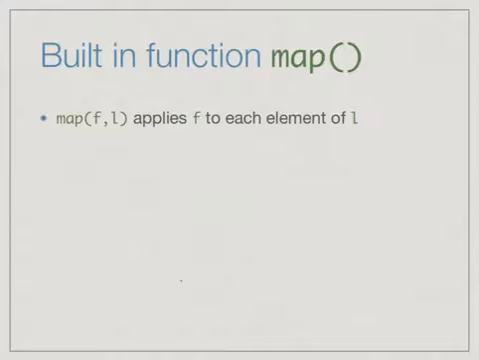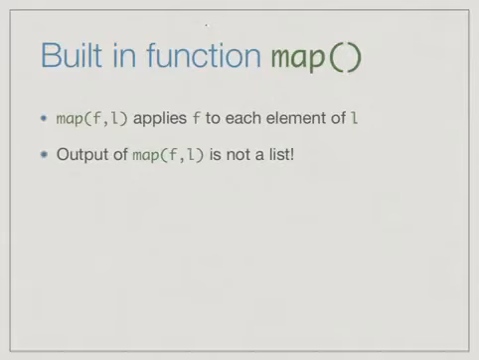So Python has a built-in function map which does precisely this. So map f L applies f in turn to each element of L. Now, although you would think that if you take a list, say x1, x2, and you apply map and you get f of x1, f of x2, that the output of map should be another list. Unfortunately, in Python 3, and this is another difference between Python 3 and Python 2, the output of map is not a list.